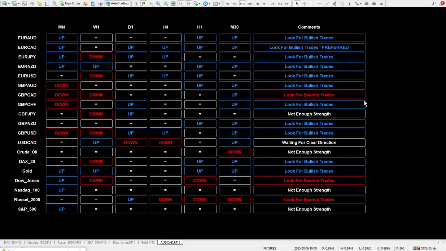Now here is my daily trade plan. It's running in real time, analyzing the charts from the monthly all the way down to the 30 minutes. Does a bunch of calculations, and within the comments here it'll make a suggestion, either look for bullish trades, bearish trades. Sometimes it'll say preferred, and at this present point in time it's in white here, either waiting for clear direction, not enough strength. Usually within the hour it'll turn red and or blue, so it'll be showing the beginning of another up or down move.